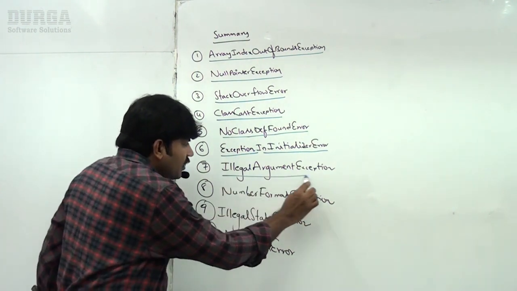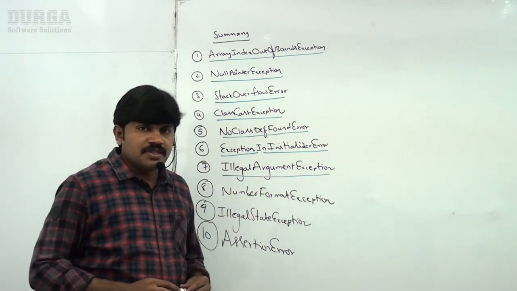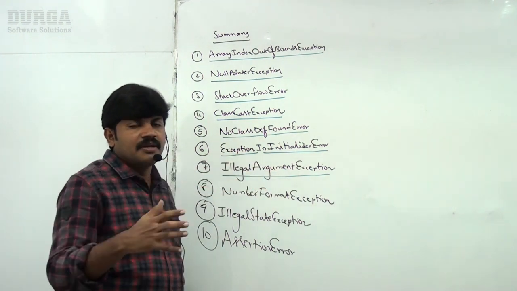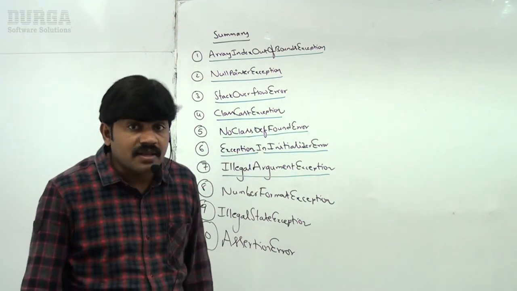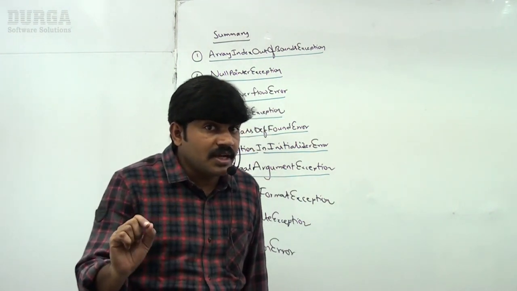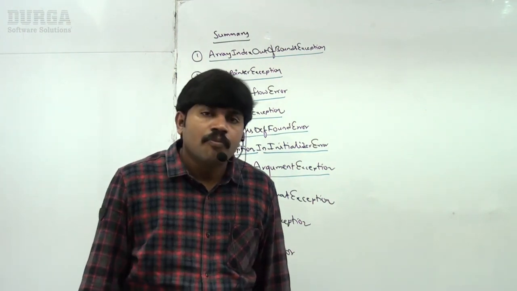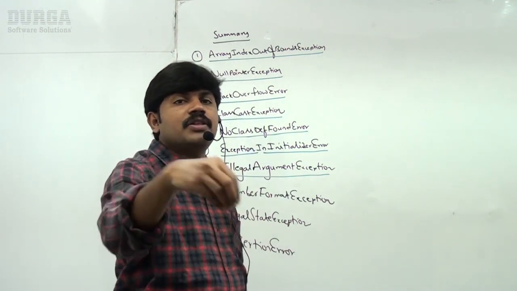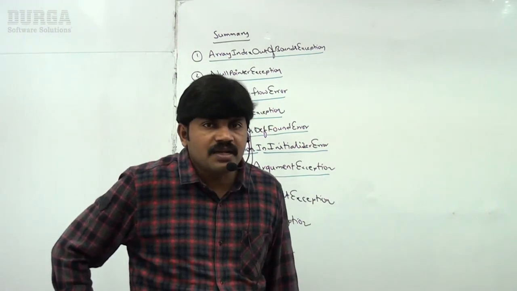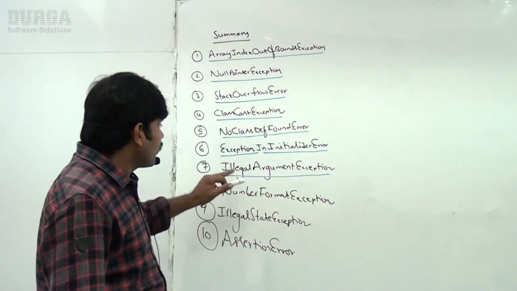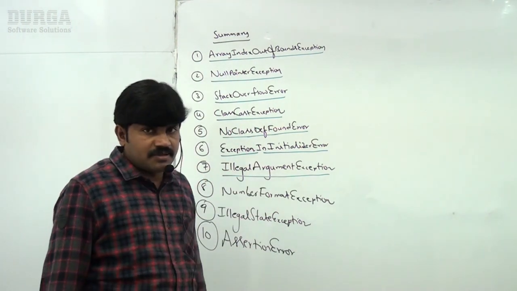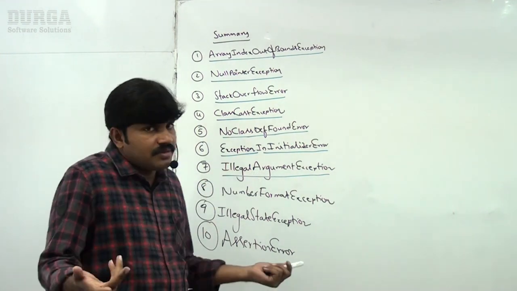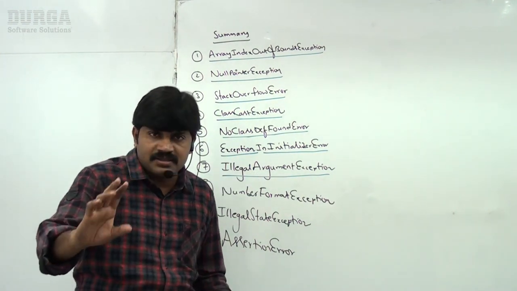Sir, what is the next one? Illegal argument exception, sir. We are calling a method with an illegal argument. Sir, take the setPriority method for a thread. What is the valid range of thread priorities? 1 to 10. But I'm trying to set the priority with 100 as the argument. I'm calling the setPriority method, and immediately we are going to get illegal argument exception. We are calling a method with an illegal argument, so obviously illegal argument exception.